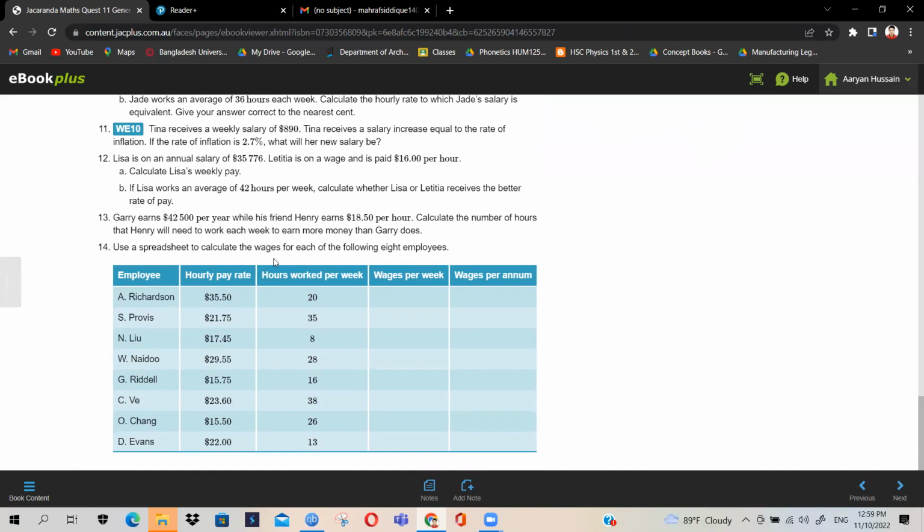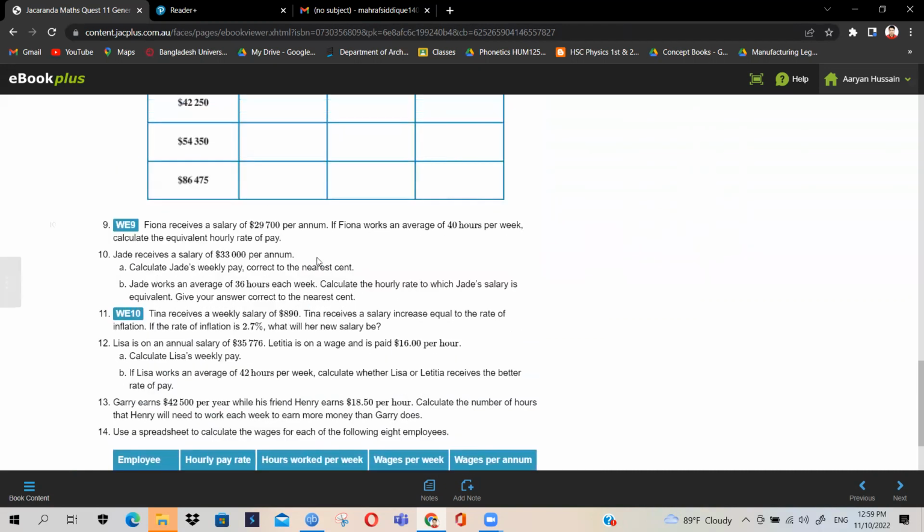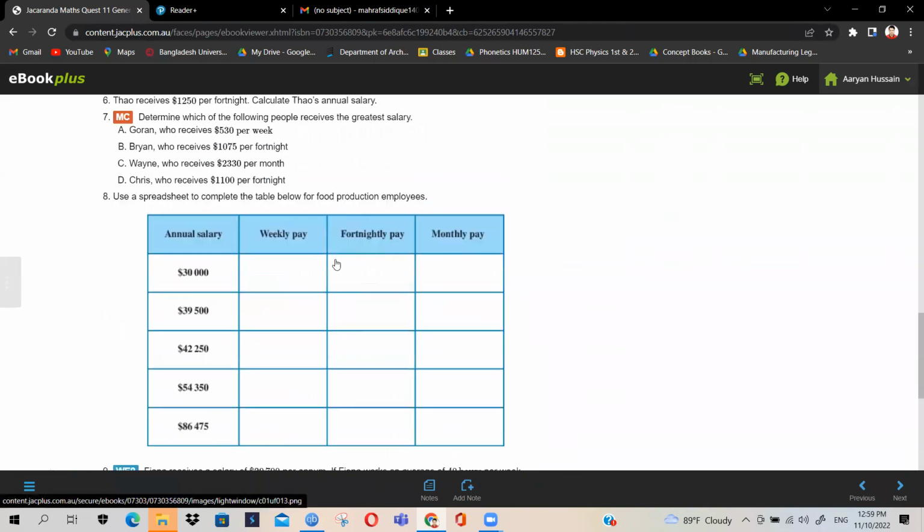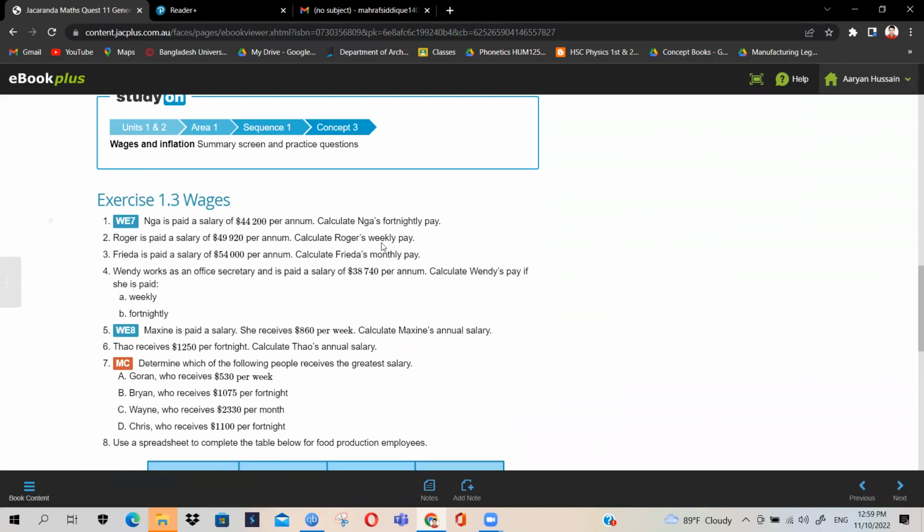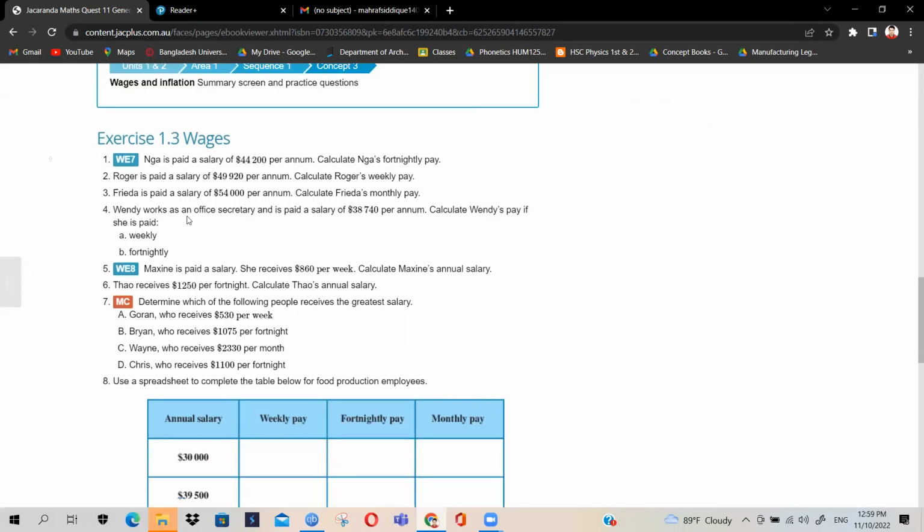Finally, calculate the wages for each of the following ages. What? I don't want to do that. I so don't want to do that. We have to do something. Let's do some exercises, whichever, like 1, 2, and 3. These are very easy, just like dividing and multiplying.